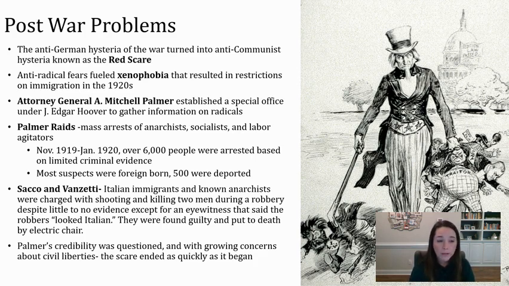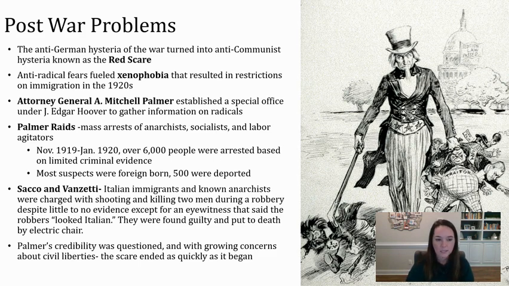There were the Palmer raids, which were mass arrests of anarchists, socialists, and people that were affecting the labor movement. Between November of 1919 and January of 1920, just a few months, over 6,000 people were arrested. And there wasn't really any criminal evidence. It was just kind of word of mouth. The best example of this, especially if you need a specific piece of factual information to support this, is Sacco and Vanzetti.